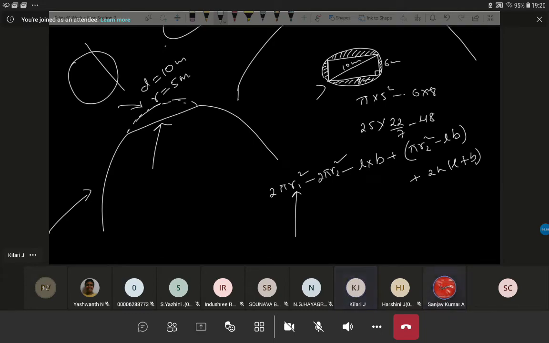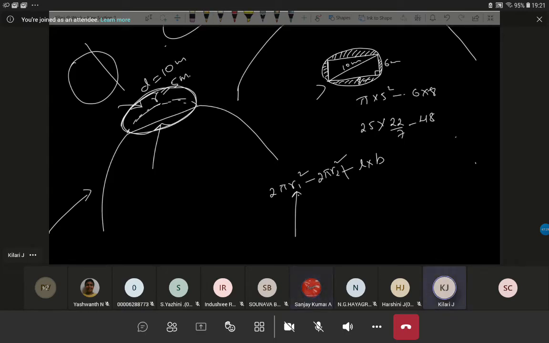Am I audible? So how are we taking it as minus 2πR2 square? Here, if we imagine this portion is in a spherical shape, where its base is a circle, for that I am removing a curved surface area, and I am adding LB. Let us assume it like this.